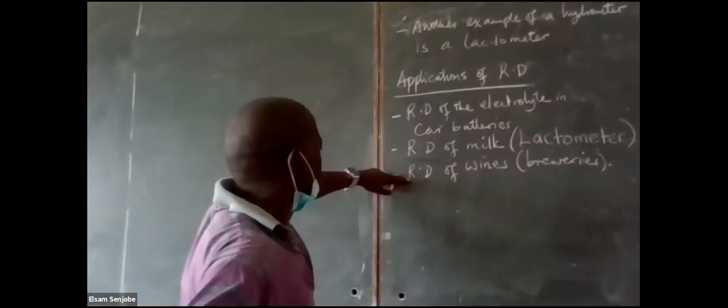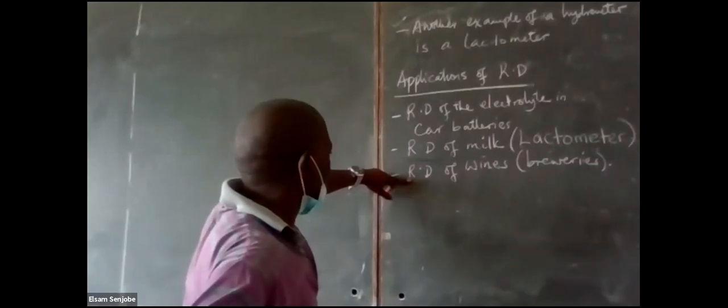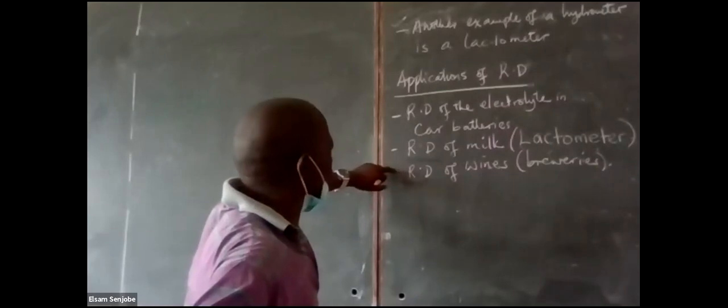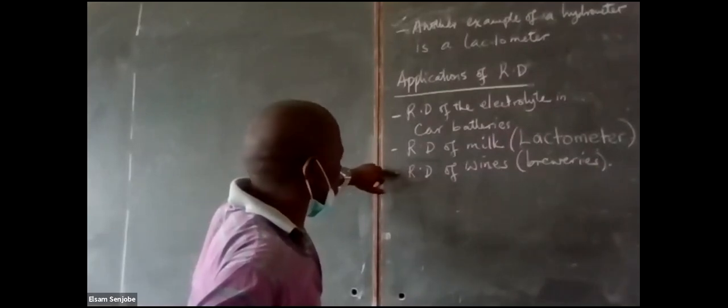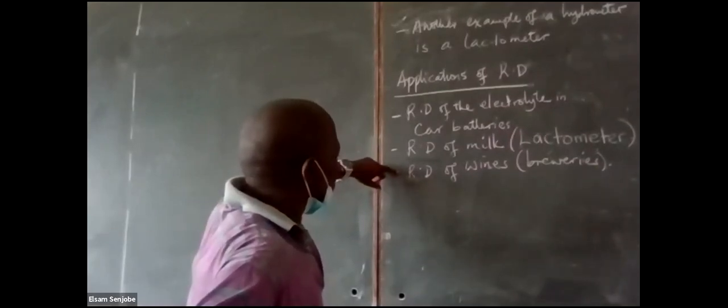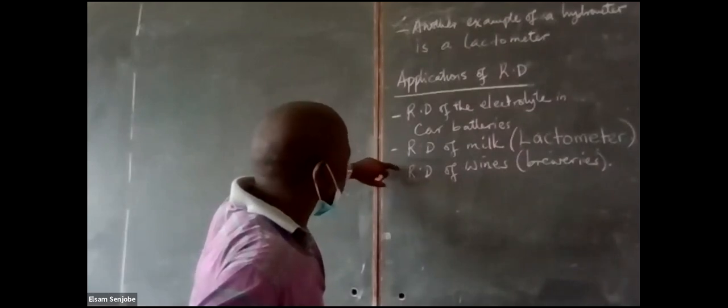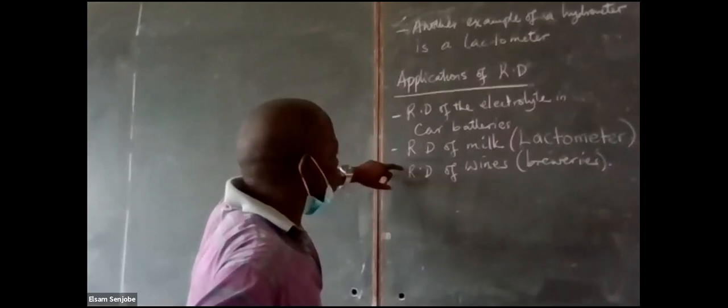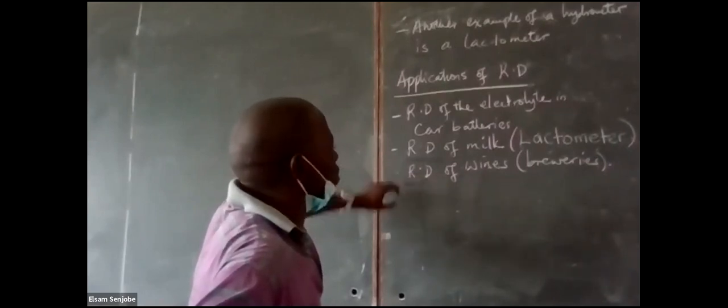Teacher, I had a question. Okay, ask. I'm asking for the parts of a hydrometer. I didn't get them well. Let's first look at the uses of the hydrometer. The hydrometer is a very important instrument in the brewery industry. So I'm asking what is in the breweries?